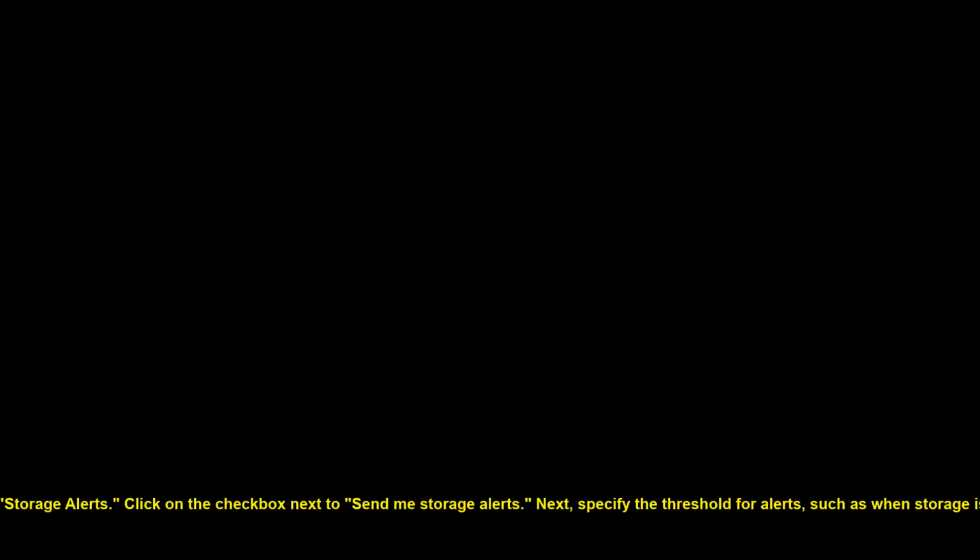Under the notifications section, you will see various alert options. Find the option labeled storage alerts. Click on the checkbox next to Send me storage alerts. Next, after setting your preferred storage limit, scroll down to the bottom of the page. Click on the Save button to confirm your changes.